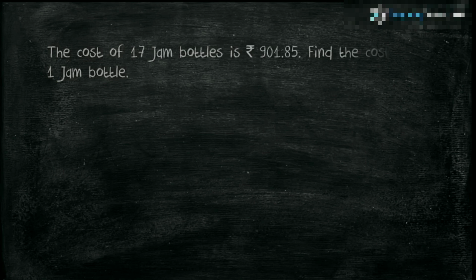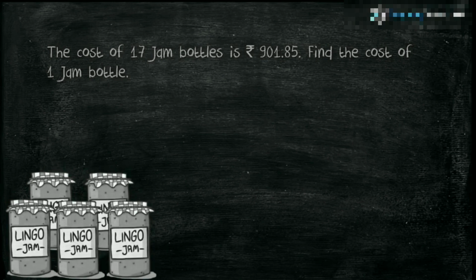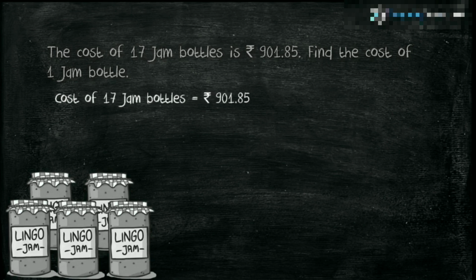Next question is, the cost of 17 jam bottles is rupees 901.85. Find the cost of 1 jam bottle. Students, let's write the statements. Cost of 17 jam bottles equals rupees 901.85. So the cost of 1 jam bottle would be 901.85 divided by 17. So let's divide them.